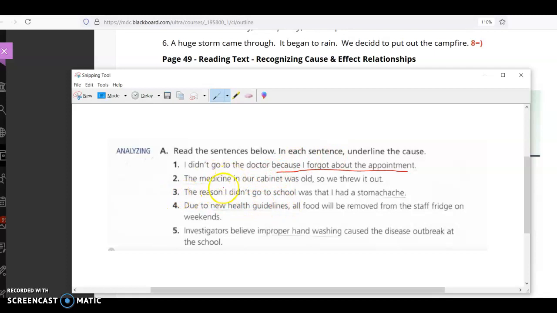Number 2, the medicine in our cabinet was old. The medicine was old. This is the cause. What happens because the medicine is old? We throw it away. Number 3, the reason I didn't go to school was that I had a stomach ache.